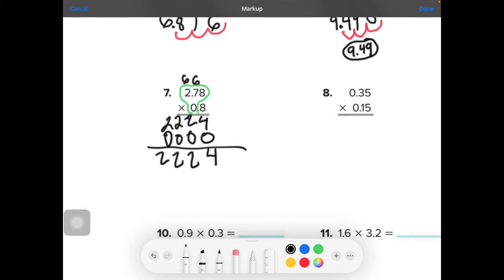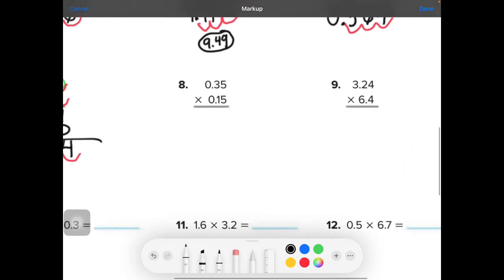4, 2, 2, 2. So I almost didn't even need to do that 0. I should remember the rule of zeros. But all right, oh well, I started it, so I'll finish it. 1, 2, 3. 1, 2, 3. 2.224.